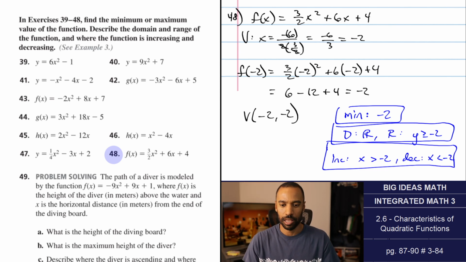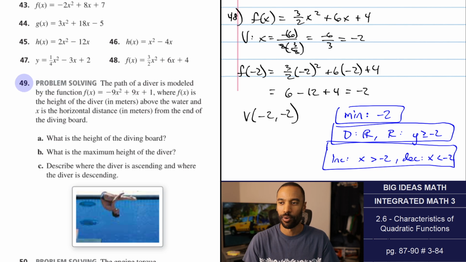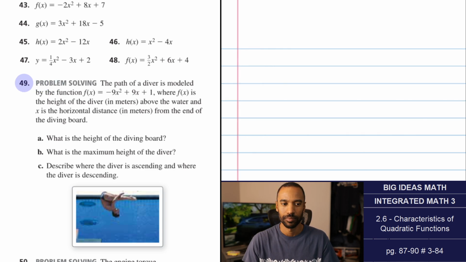All right, there's that set of the problems. We're still not yet at the 2-hour mark. Cool. Number 49. Of course, this says 3 parts. The path of a diver is modeled by the function there.